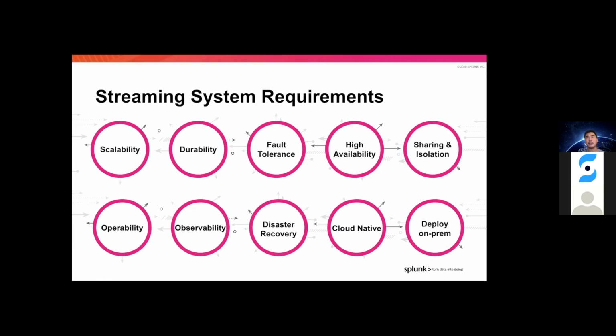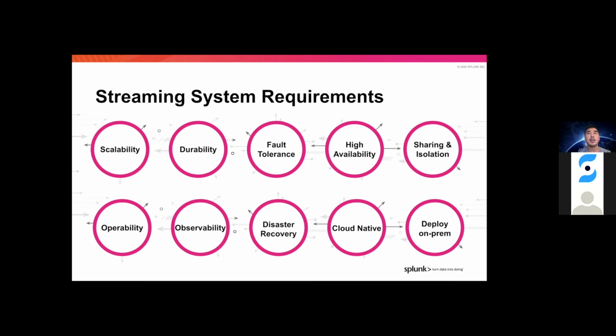The next thing is fault tolerance. We understand that the environments we operate in, especially in the cloud or on-prem, might have errors at either the hardware level or the underlying infrastructure level. So we want our platform to be able to handle those failure scenarios and still operate within the designed parameters.